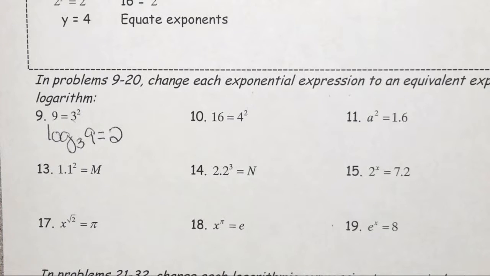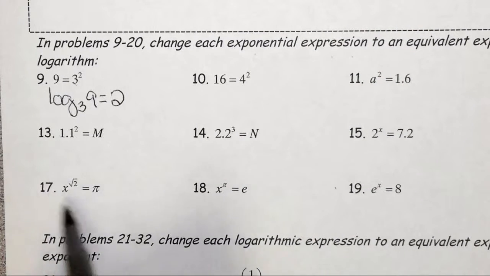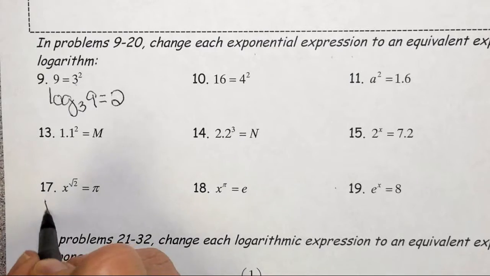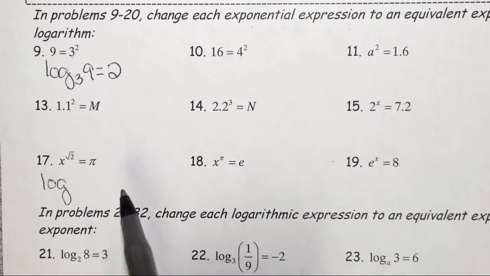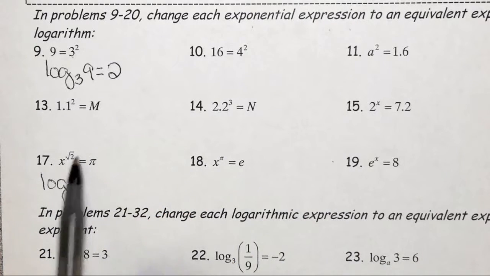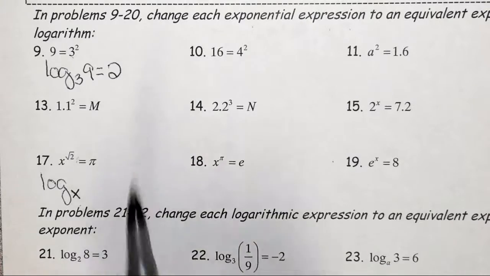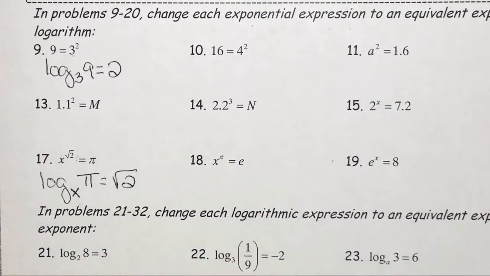Okay, let's go look at 17. On 17, do you see the letter E in there? No, so I write log. What's being raised to a power? What's my base? X, very good. The square root of 2 was next to the x. Can it be now? Very good. So we're going to do pi equals square root of 2.